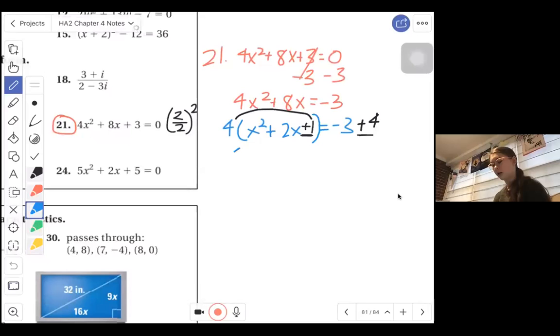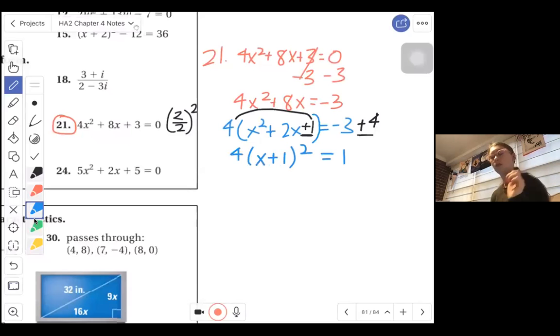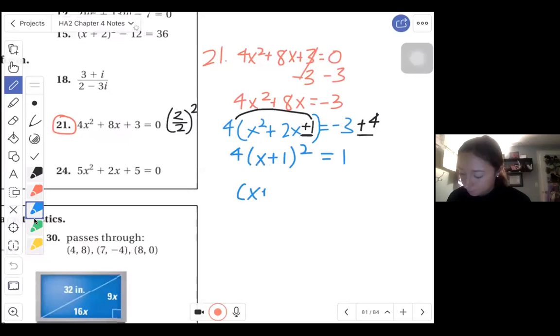X plus 1 squared. Perfect. That's equaling 1. All right, Gabby Snyder, what's next? So you have to divide both sides by 4. Awesome.